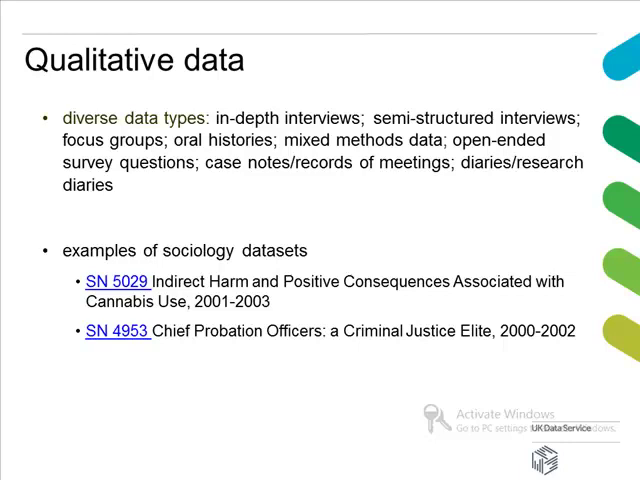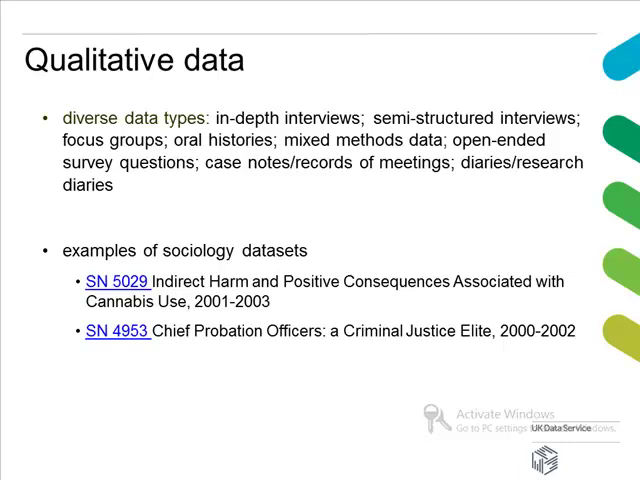So just a couple of examples of the kind of thing that you might find. There's one about indirect harm and positive consequences associated with cannabis use in the early 2000s, and chief probation officers of the criminal justice elite, also from the early 2000s.